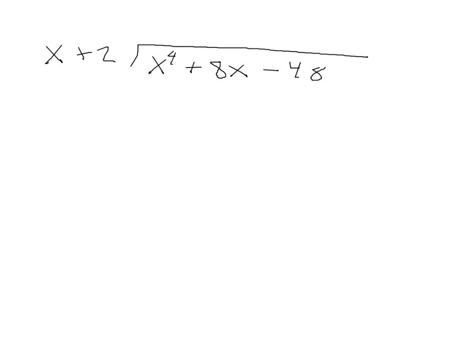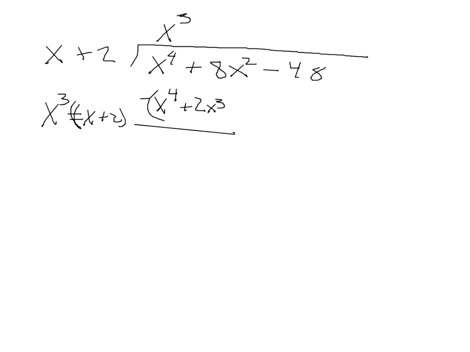So let me show you how this is going to work. So x, that's going to be x cubed times that. It's going to give us x to the 4th plus 2x cubed. And we subtract. Now there's no x cubed term up here, so this cancels. There's no x cubed term, so we get 0x cubed minus 2x cubed.